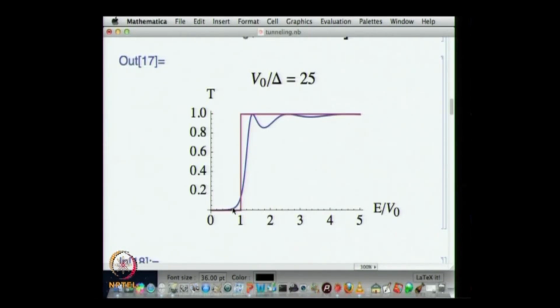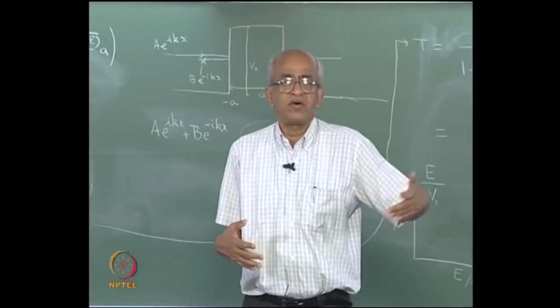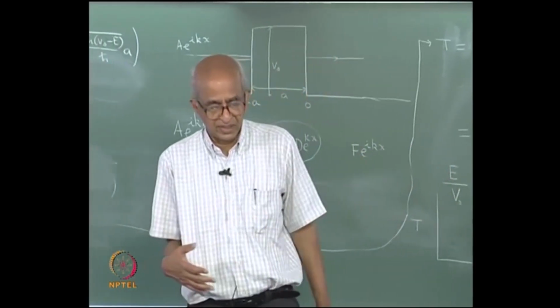And the other thing that you should notice is that even if the energy of the particle is greater than the height of the barrier, for example, here, the probability that the particle will go through is not unity. Classically it would have been unity, but it is not so in the case of a quantum mechanical particle. For example, at this value of E, the transmission coefficient is only 0.4, which means that if I had 100 particles incident on the barrier, only 40 of them will go through, the remaining 60 will be reflected.